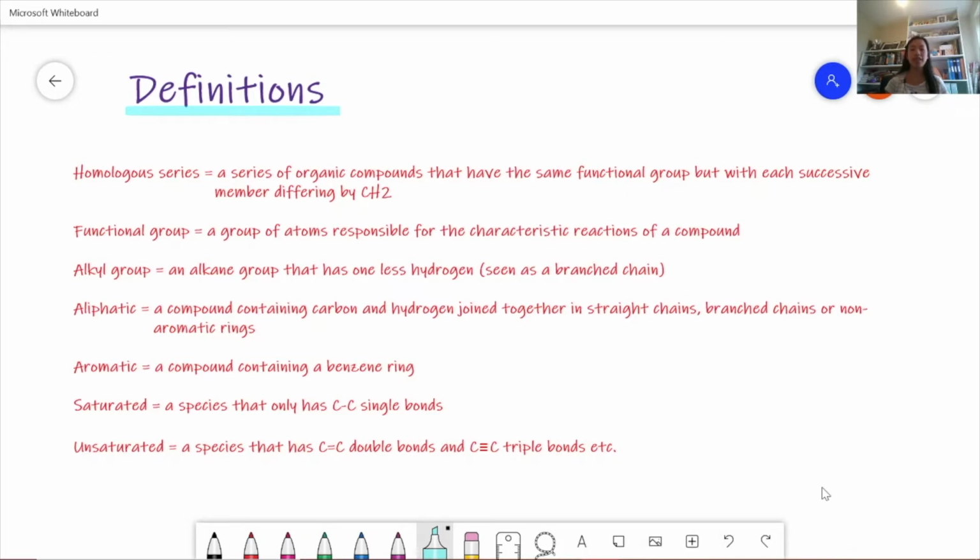The definition of aliphatic is a compound containing carbon and hydrogen joined together in straight chains, branched chains, or non-aromatic rings. Aromatic is just the name for a compound that contains a benzene ring, and we'll be looking at that quite a lot later in the benzene subtopic. A saturated species only has carbon-carbon single bonds, for example, an alkane. An unsaturated species has carbon-carbon double or triple bonds, anything except only carbon-carbon single bonds. So alkenes have carbon-carbon double bonds, so they'd be classed as unsaturated.